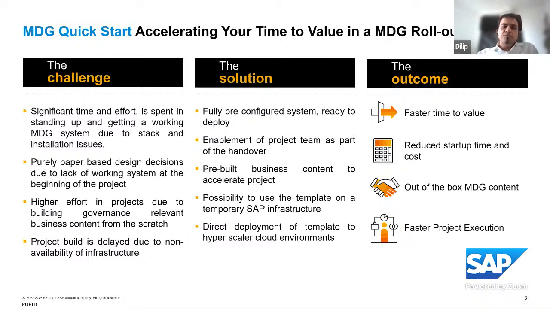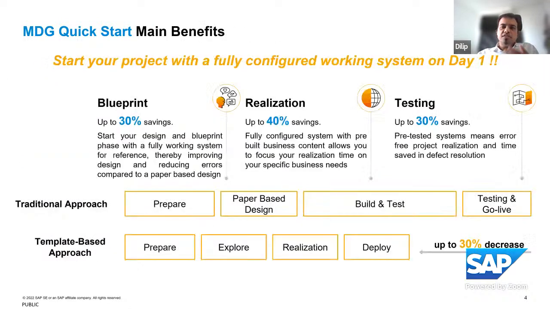So let's move on and see how this compares to a traditional approach of MDG implementation, right? Or any other traditional implementation approach that you would take with SAP. So you would start by preparing your scope document. There would be a paper-based design, the tech spec, a func spec, and then based on all of this, you would make a scenario design, and then you will go build the scenario design.